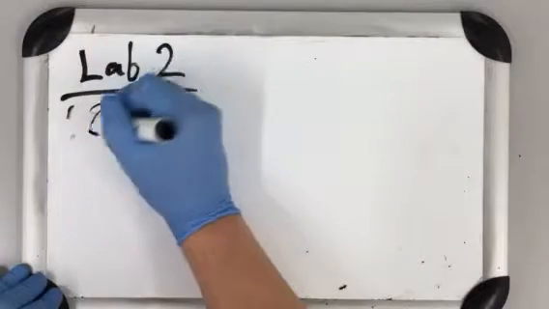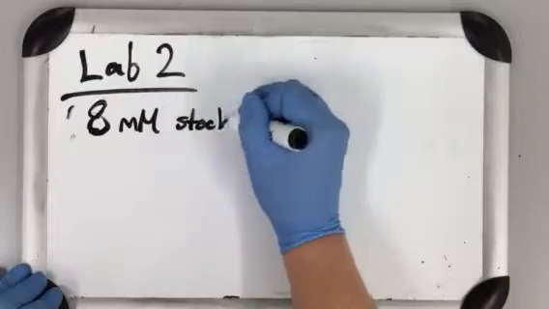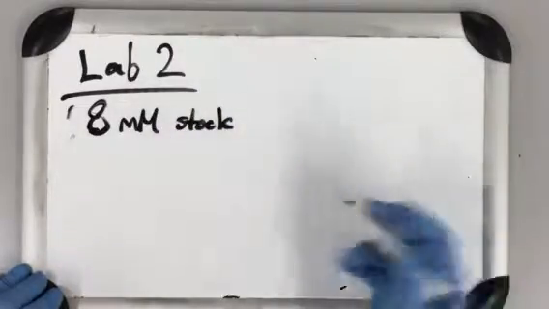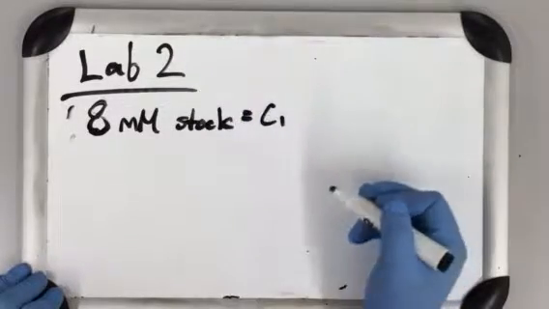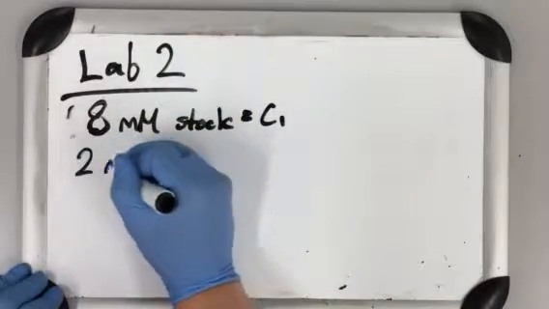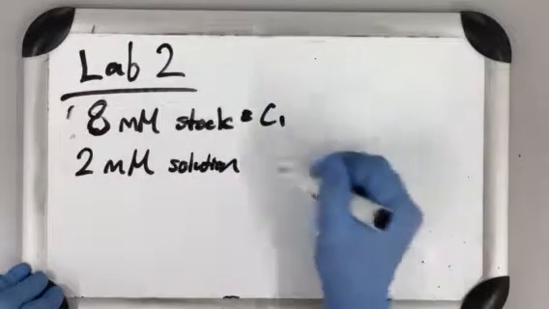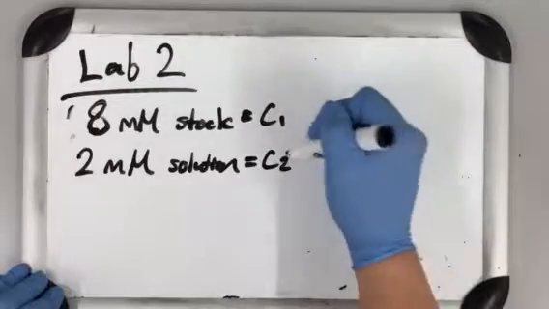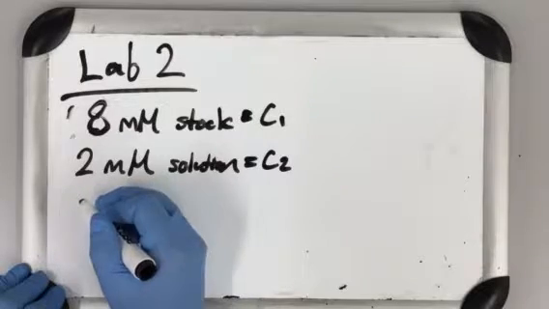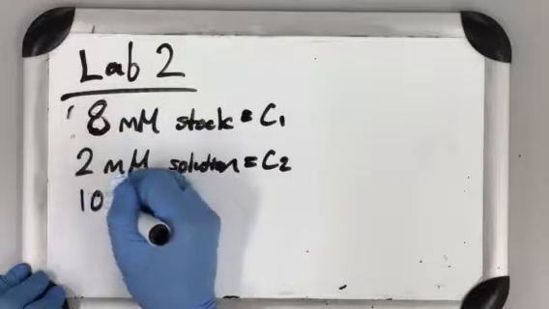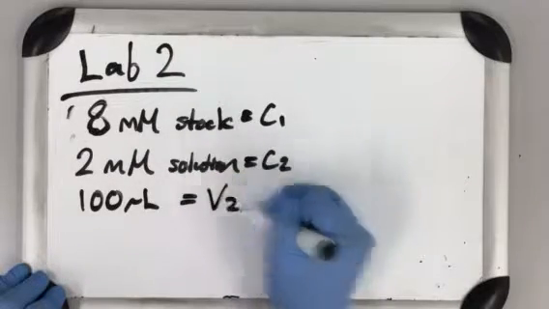Say we have an 8 millimolar stock. And when you see stock, just assume you have infinite amounts of stock, so don't worry about the volume you're taking out. So that's our C1. We need to get down to a 2 millimolar solution. So that's the concentration we need to get to. And the solution needs to be, I think, 100 microliters. That's our final volume.